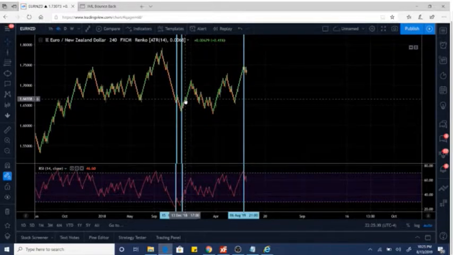So today, what we want to focus on is how we would enter and take trades utilizing Renkos, right? Let's say we see a setup and we're looking to trade. We want to jump in the market, right? Where we would enter, where we would place our stop losses.